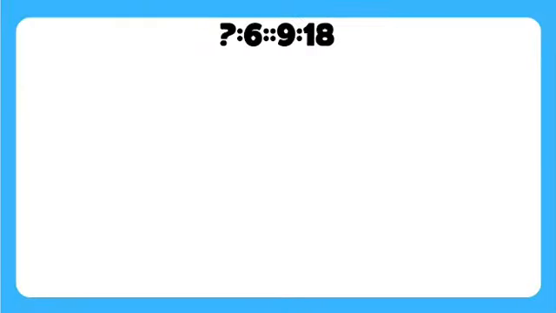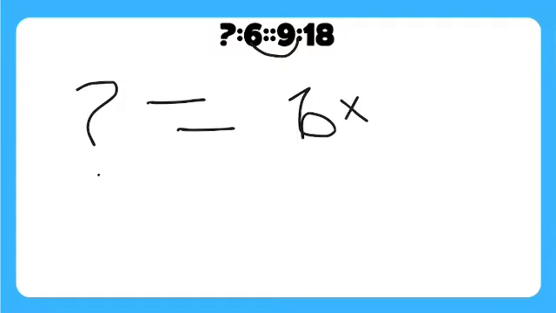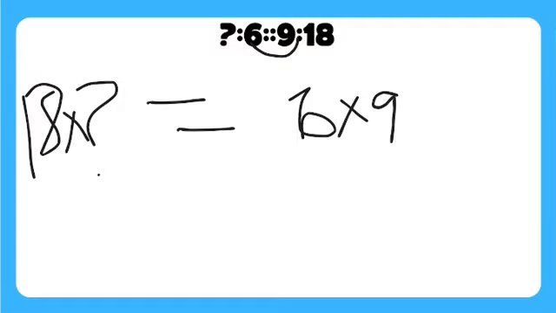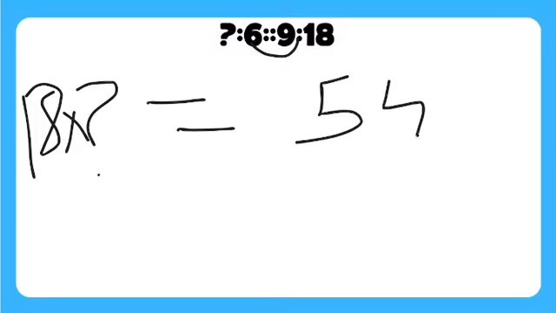So now let's get started. In this one, we don't have the first number but we have the other 3. So what we do when we have to do this, we will use the statement: the multiplication of the extremes is equal to the multiplication of the means. So we have a question mark here, and the question mark is equal to, when we multiply the means, you get 6 times 9. So over here we have 18 times this question mark. So we will do 6 times 9, which will give us 54.